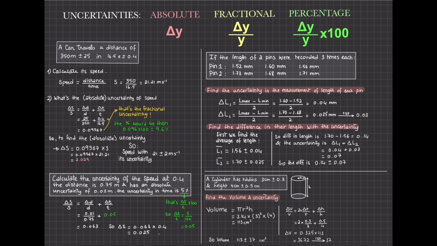36.72. You should always round it to 1 significant figure. So absolute uncertainty should always be rounded to 1 significant figure. Fractional and percentage, they don't have to. And this is the answer for the volume with its uncertainty. It's a large uncertainty.